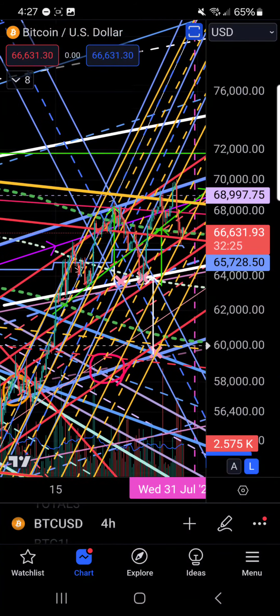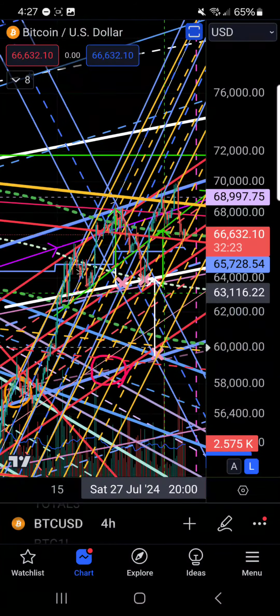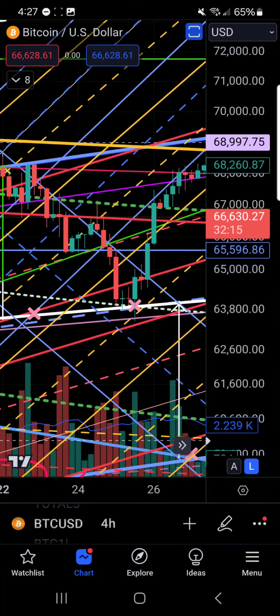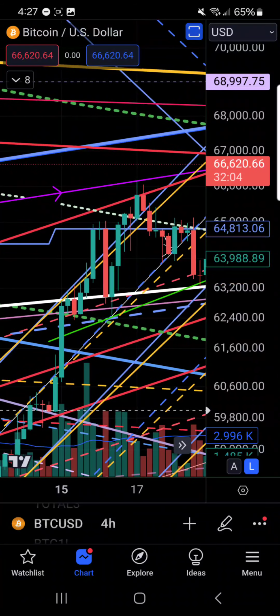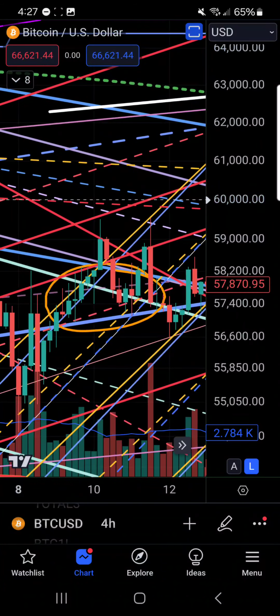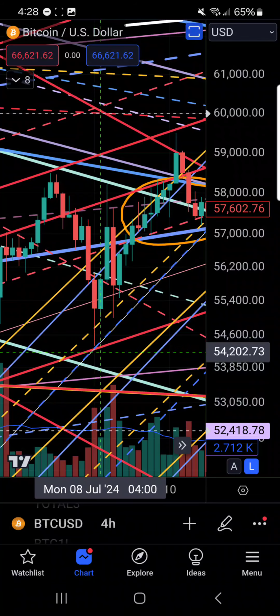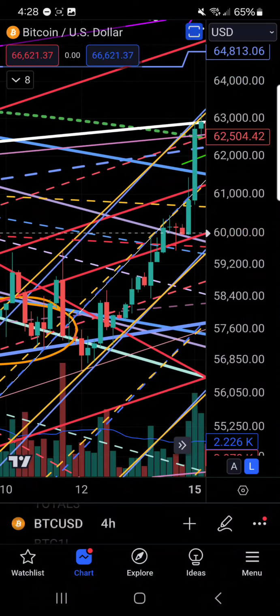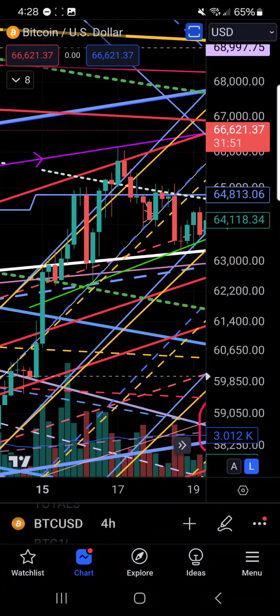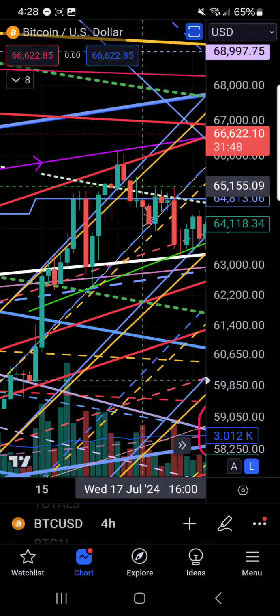Well, this blue channel here is part of the blue channel group, so there are other channels above and below it. So let me just do this, and you can see a little bit more clearly the price action within the red channel here. We came down to the bottom of the red channels. This is the group of red channels here, and then traveled up through it all the way up to the top here.